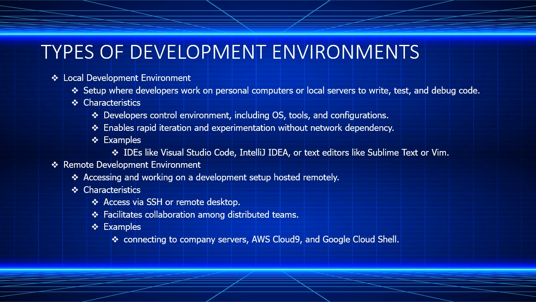Pros. Offline autonomy empowers developers to craft code sans connectivity constraints. Local environments boast rapid execution and debugging, fueling the pace of innovation. Customization reigns supreme, tailoring environments to project specifics. Cons. Without robust synchronization, collaboration falters within team confines. Scaling struggles may arise, particularly for expansive projects or distributed teams. Ensuring uniformity across diverse local setups can pose challenges.